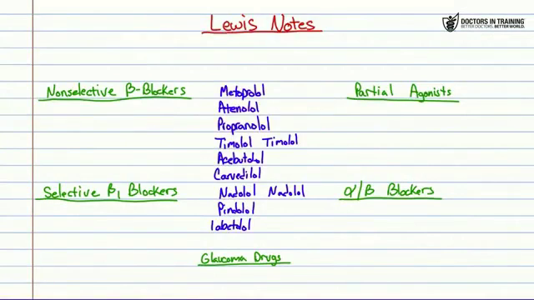Because there's a big difference between a non-selective beta blocker, a selective beta-1, a partial, and alpha beta, and then I threw in here glaucoma drugs, so you can remember that all of these are oral, some of them are eye drops. So the first one here is metoprolol. We use metoprolol all the time. It is a very commonly used selective beta-1 blocker. Atenolol, also a selective beta-1 blocker.